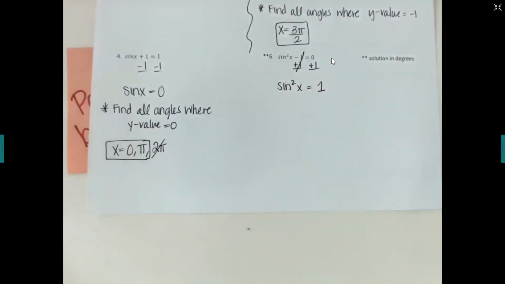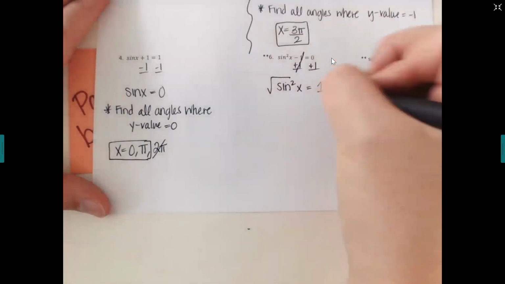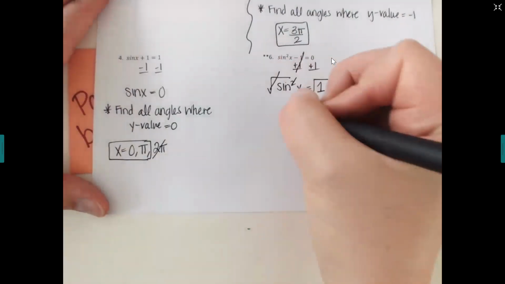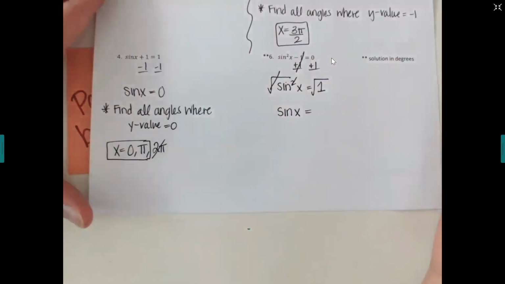Next step, my sine has a squared on it. How do I reverse or undo squared? A root, very good. So put a root here and a root here. Squared and square root cross out. So my sine x is just regular. What is the square root of 1?